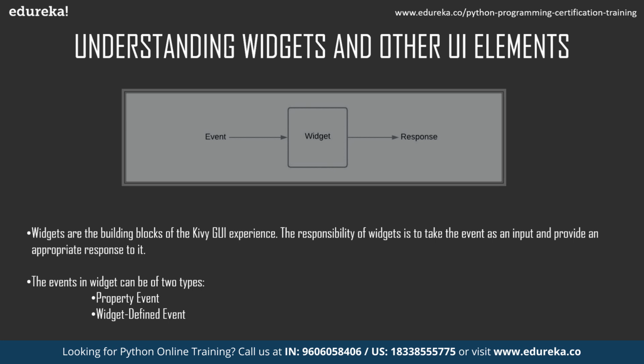What happens in a property event is that changing any physical property of the widget, be it the size or the shape or even the position, can cause an event to be triggered. And the second type is a widget defined event. In this widget defined event, the action is pretty specific. Usually we have a callback function which would be bound to the particular widget, and only when a certain type of action is performed on the widget, the callback function is called.